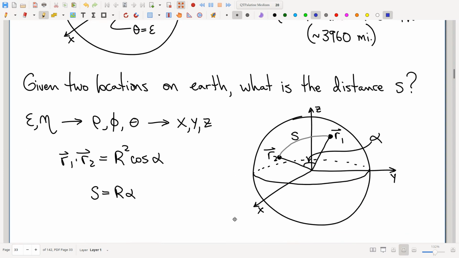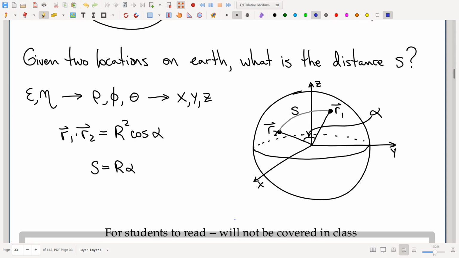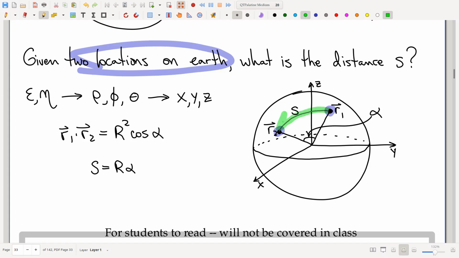So what this does for us is it allows us to answer questions like this. This is a very natural question. Given a couple of locations on the surface of the Earth where you know the longitude and latitude, how would you compute this distance? If I wanted to fly in an airplane, shortest possible distance, got to save fuel. I don't want to be wasting fuel for no particular reason.